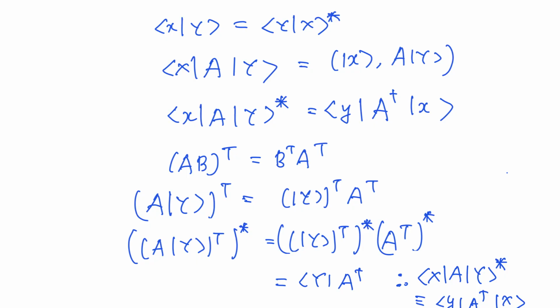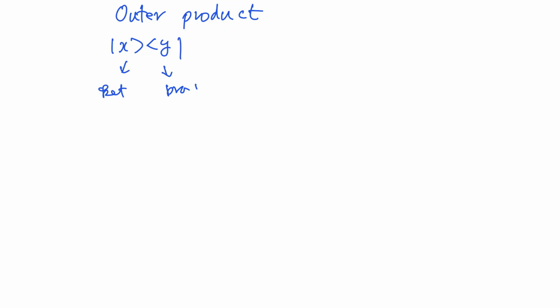That's the inner product. There is another one called the outer product. Most likely, most of you haven't learned about this product, which is defined as follows: you write the ket vector first and then the bra vector later. This is called the ket, and this is called the bra vector. So ket vector and bra vector.